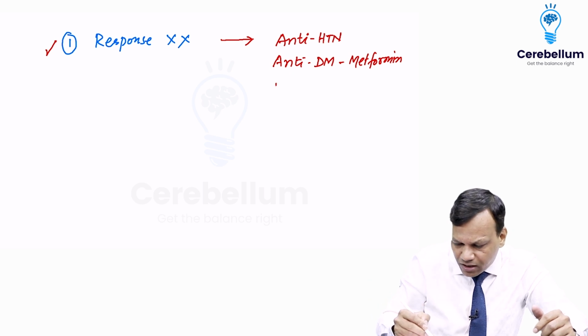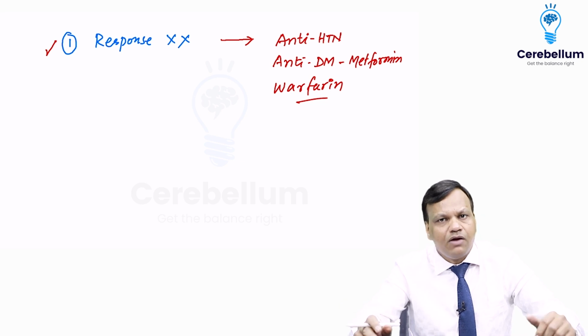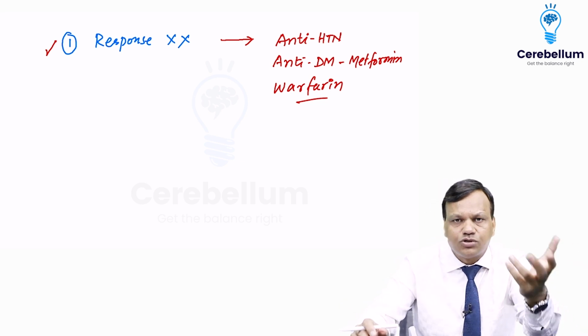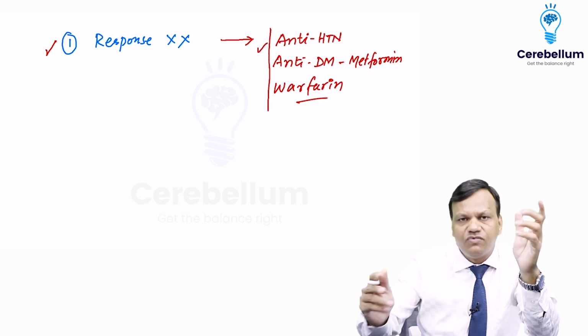Third, for anticoagulants like warfarin, we can easily measure the prothrombin time. For heparin, we can measure the APTT. So there is no point in doing TDM. So remember, for these three types of drugs, we will never do TDM.